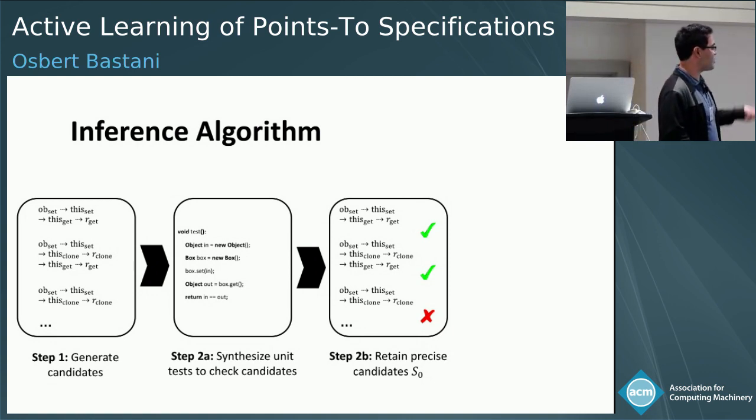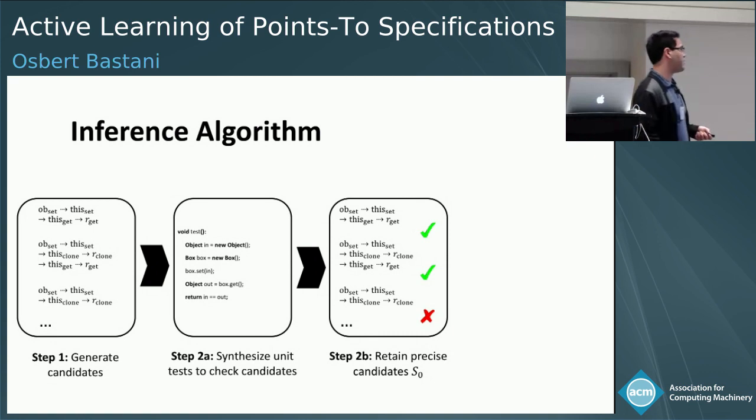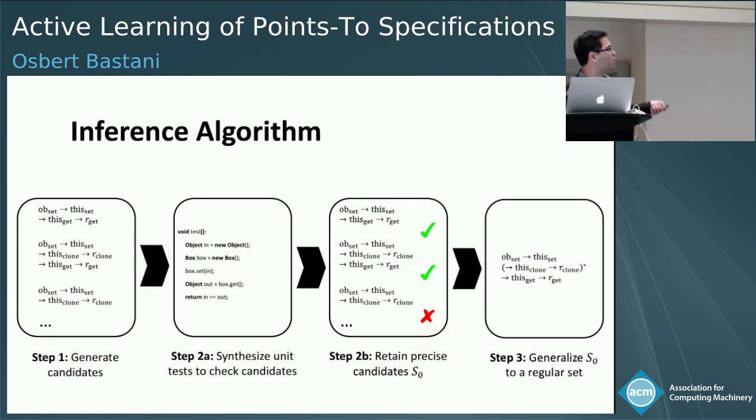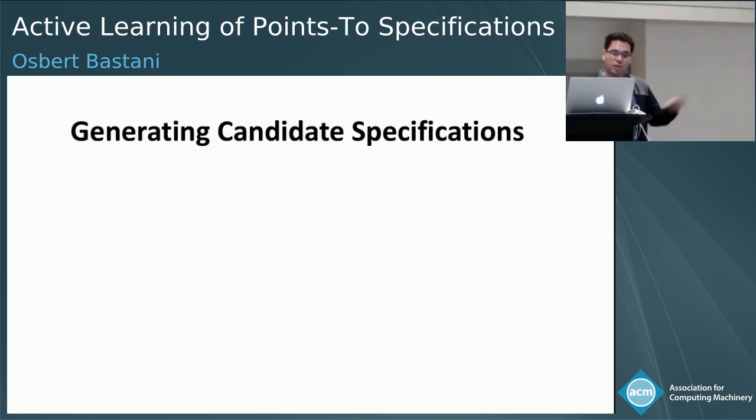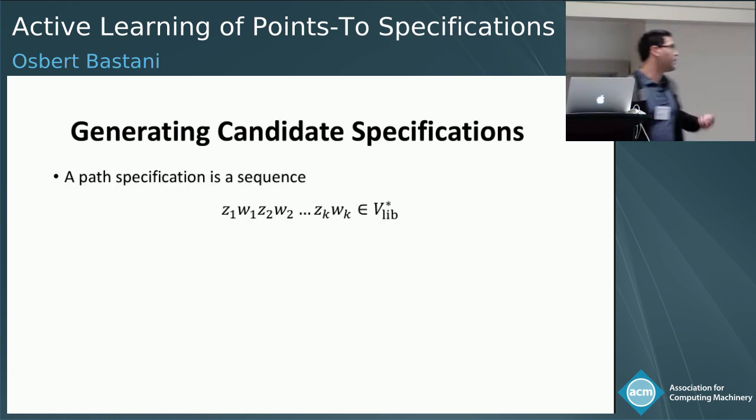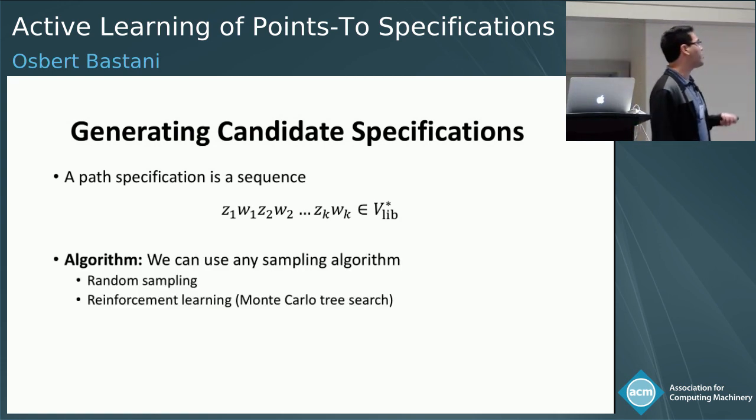Okay, so this is going to be our set S0 constructed at the end of step 2. And then in step 3, we're going to inductively generalize S0 to a regular set of path specifications. So the first step is how to generate candidate specifications. If you remember, a path specification is just a sequence of variables in the library interface. So we can just use a sampling algorithm to generate these specifications.